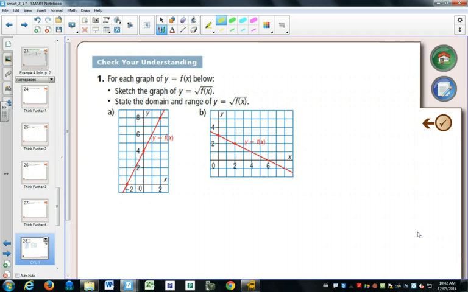All right, so we're given the graph. For each one, we want to sketch the graph of the square root. And once we've sketched the graph of the square root, we're going to say what the domain and range are. So the first thing you're going to do is graph where the invariant points are. So wherever the graph's y values are equal to 0, and wherever it's equal to 1.